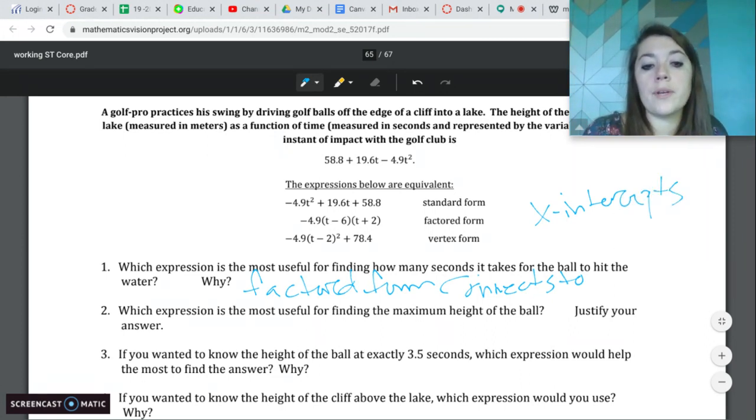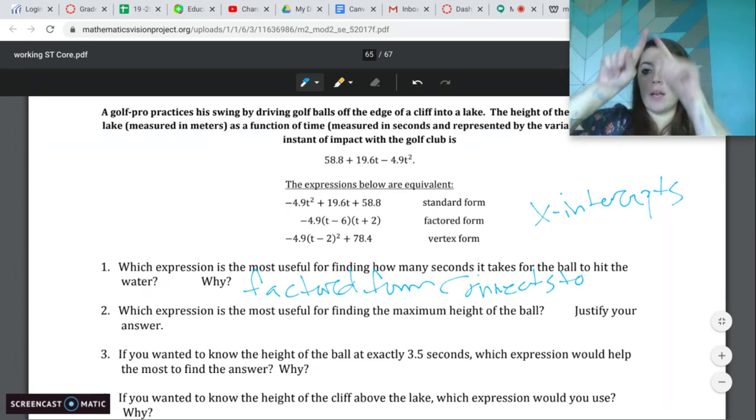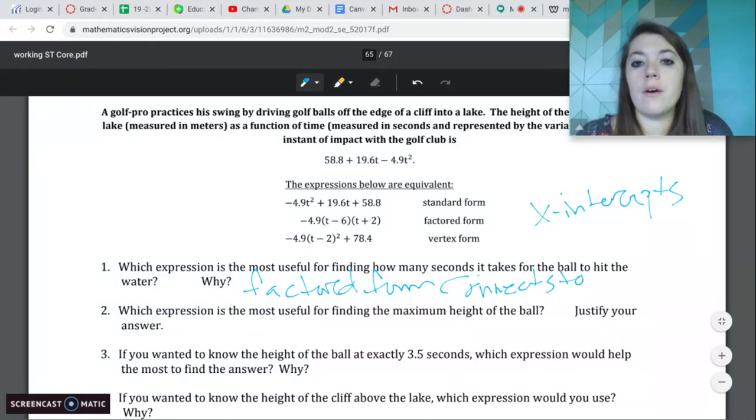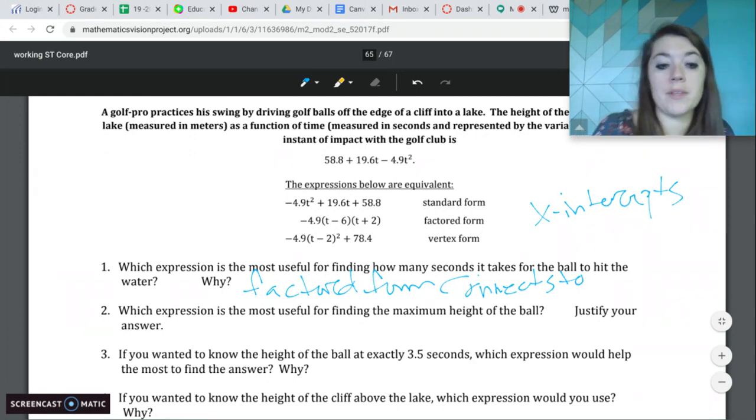All right, for number 2, which expression is the most useful for finding the maximum height of the ball? So if we think about maximum height on our parabola, the maximum height is going to be what point? What is always the maximum of a parabola, depending on the direction it's going? In this case, we've got a negative, so remember it's going down like this. So where's that maximum point, the topmost point? It's at the vertex, which means using the vertex form is going to tell us what that value is.